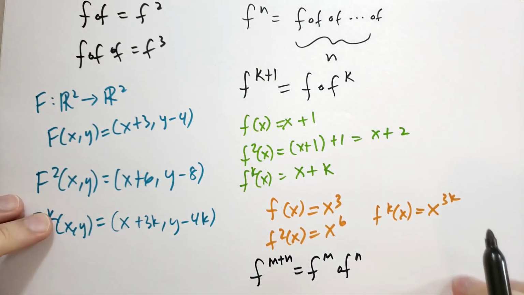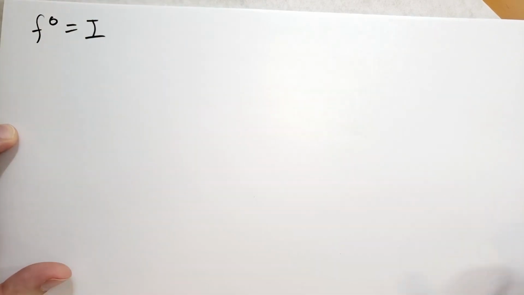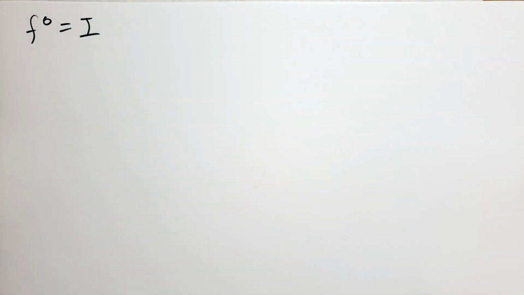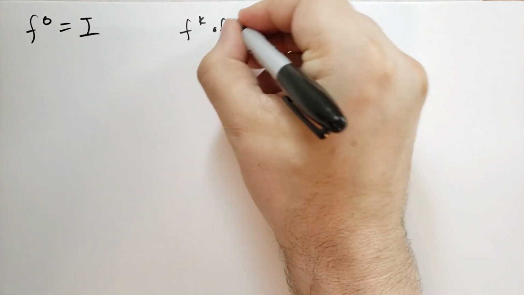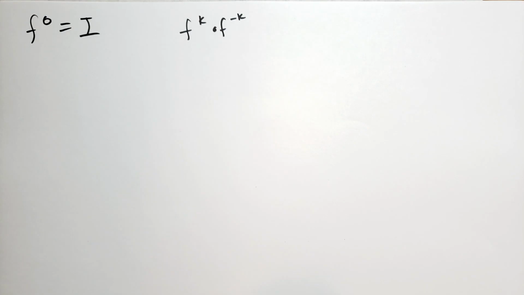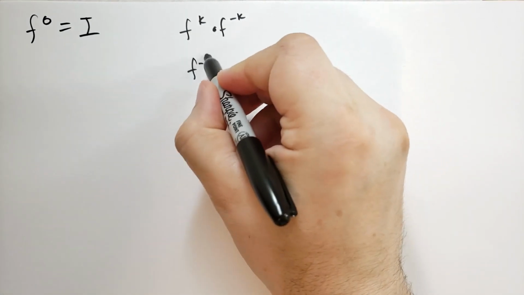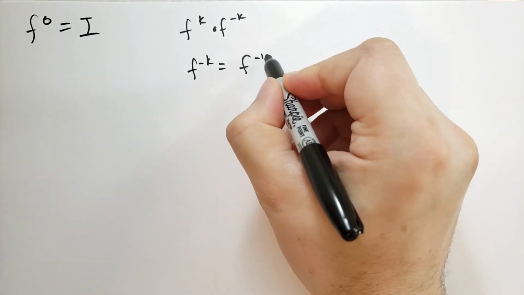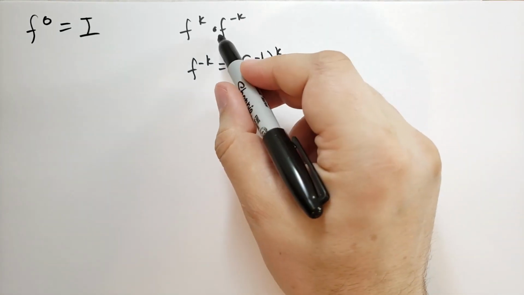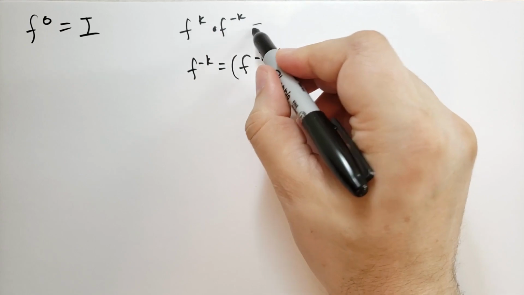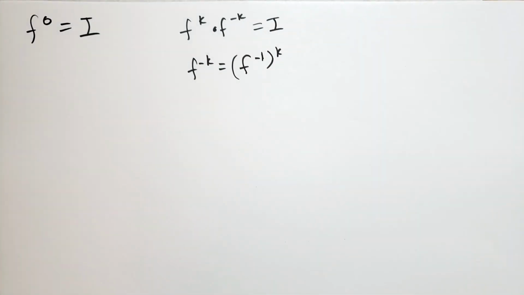What about f to the 0? We choose that f to the 0 should be the identity. Why is that? Well, if we had f to the k applied to f to the minus k, what would minus k mean? f to the minus k is just f to the minus 1 applied to itself k times. Each of these k's cancels each of those k's out, and you get the identity.